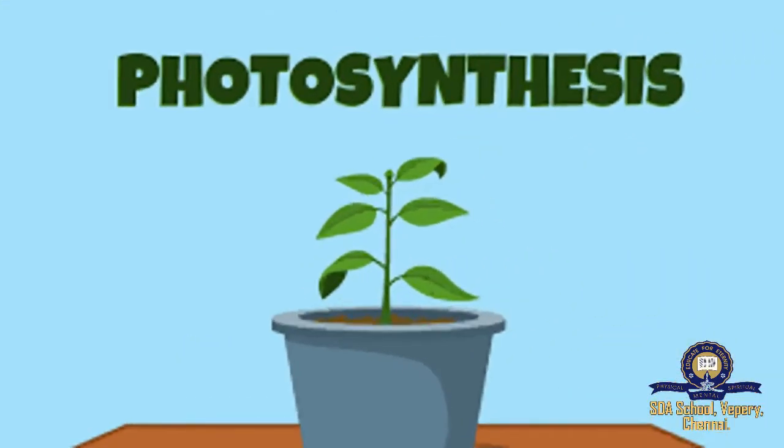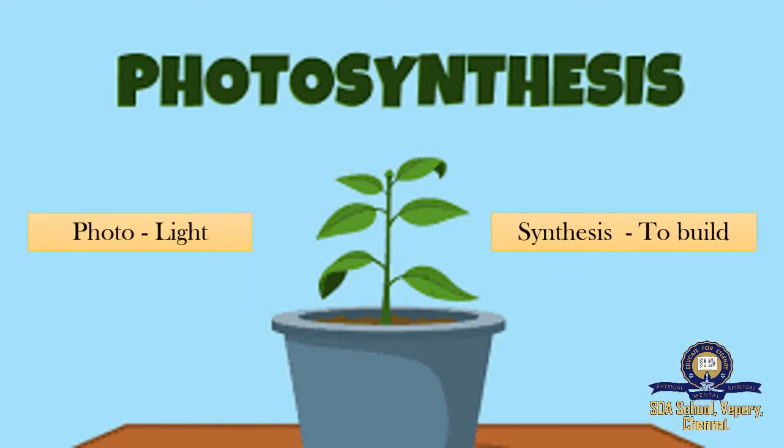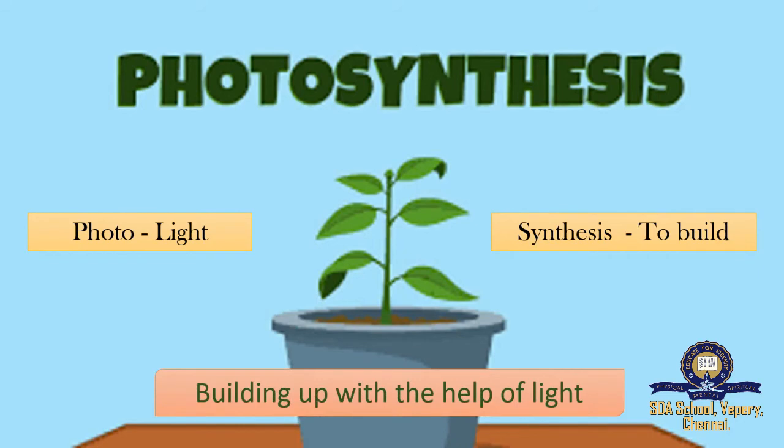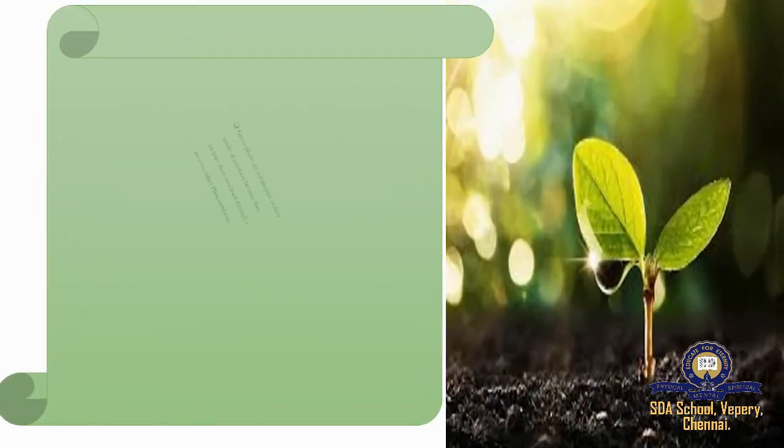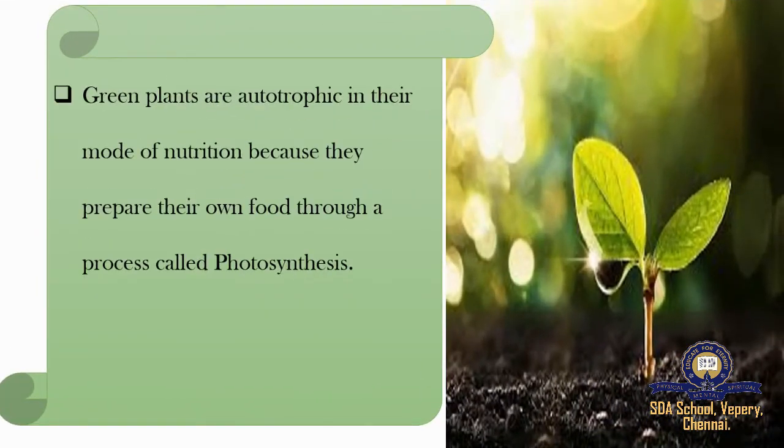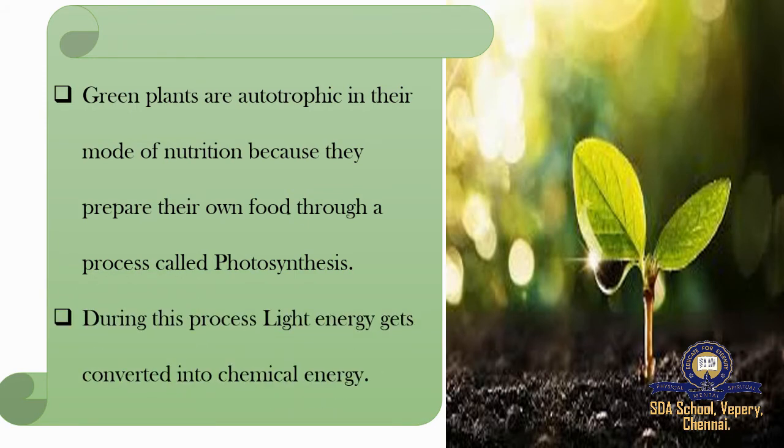As the name suggests, photo means light and synthesis means to build. So let's put up a small definition. Photosynthesis means building up with the help of light. Yes, and green plants are autotrophic in their mode of nutrition because they prepare their own food through a process called photosynthesis. And during this process, light energy gets converted into chemical energy.